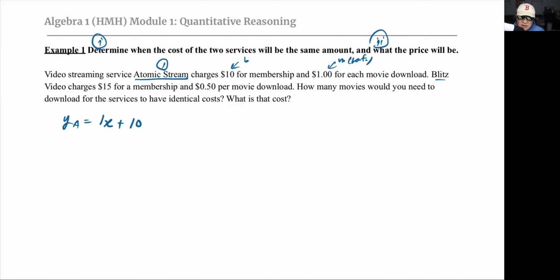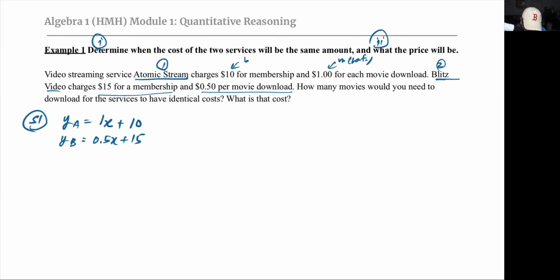For the purpose of this class, you don't have to have a let statement. We're just going to assume that x is the number of movies in this case, and y will be the cost. And then for the second one, Blitz Videos charges $15 for the membership, but 50 cents per download. So y of B, therefore, is 0.5x plus 15. Just like before, it costs more. Could you put S1 over there?